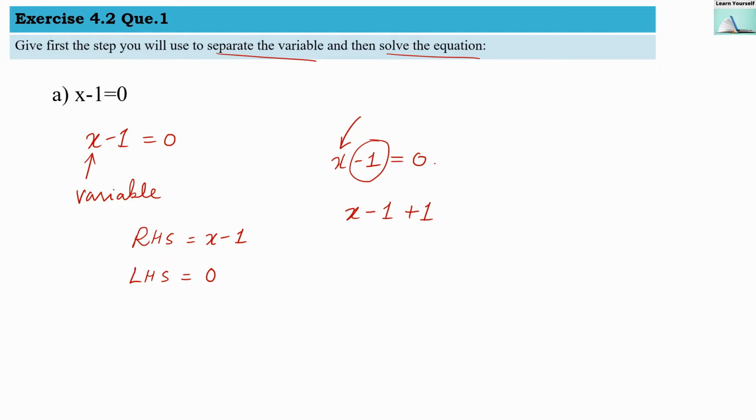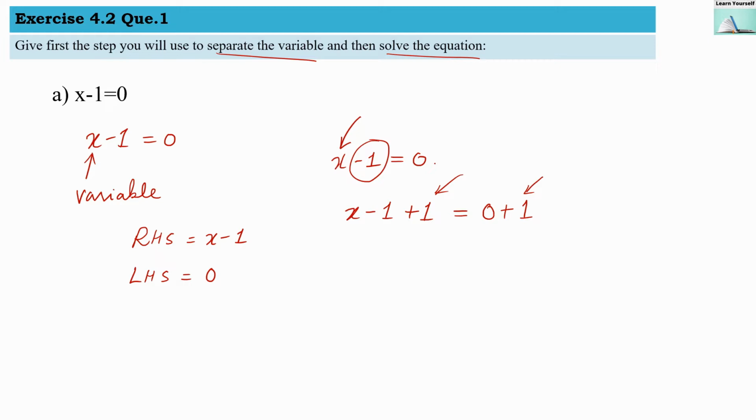But by doing so, we also have to add 1 towards LHS. In equation, whatever operation we are doing, we have to do at both the side. If we are adding, then we have to add at both the side. If we are subtracting, then we have to subtract at both the side. Now let us solve this.